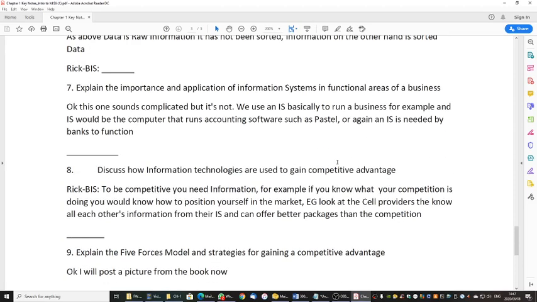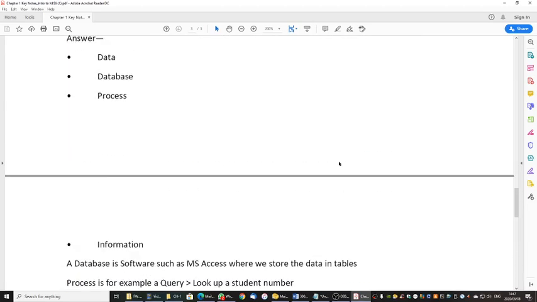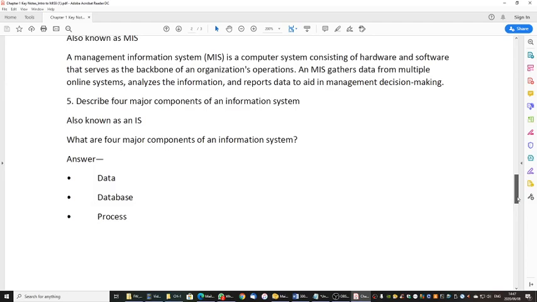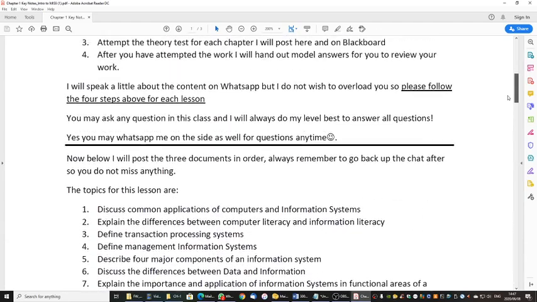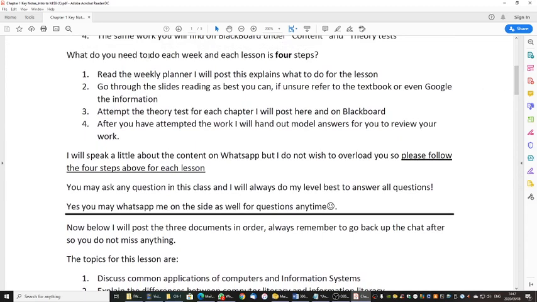I'm going to go back to the beginning. I'm going to scroll back to the beginning. Just to remind you, please realize each lesson and what you need to do each week is 4 steps. Read your weekly planner. Go through the slides as best you can. I know some of them have 51 slides, 56 slides.